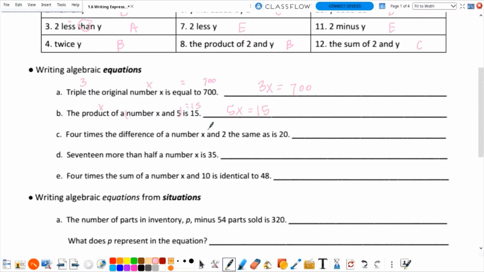4 times the difference of a number x and 2, the same as is 20. Okay, so we have 4 times, so that's 4 multiplied, and then we've got the difference. That means we're going to subtract, of a number x and 2. That's our group, the same as is 20. So that means we equal 20. Right? So we've got 4 being multiplied by x and 2, which was the difference. So x minus 2 equals 20.